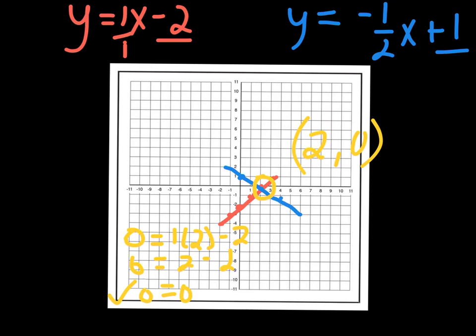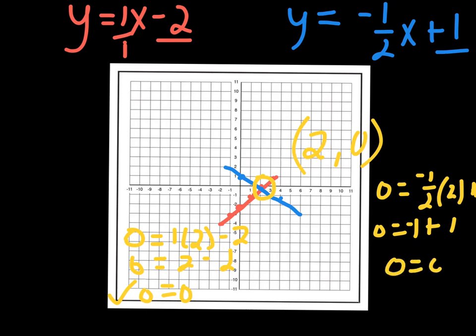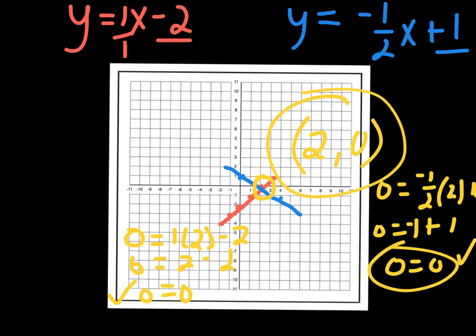And let's try the other one. Put a 0 in for y. Negative 1/2, x was 2, and we add 1 to that. Alright, negative 1/2 times 2 is a negative 1. We add 1. Oop, don't forget your negative. That could throw you off. Negative 1 plus 1 is 0, and you get 0 equals 0. And so we're right. So (2, 0) is our answer for this particular problem.